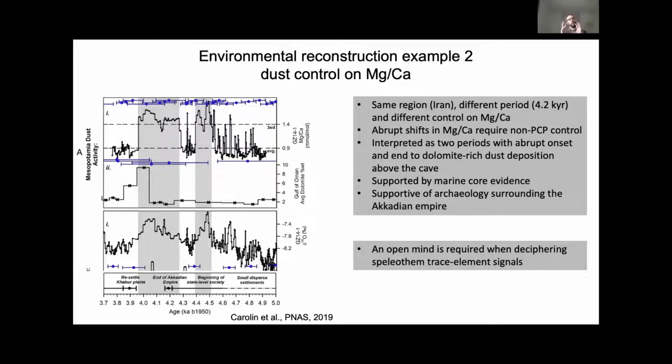So I wanted to give this second example because we're fortunate often to be able to develop these really extensive trace element data sets from speleothems, often with a huge number of different trace elements, but we really need to keep an open mind when actually deciphering them. Can we use PCP, or do we need to use, for example, an atmospheric type control that was referred to in some of the earlier talks, or do we need to use a dust control or something like that?